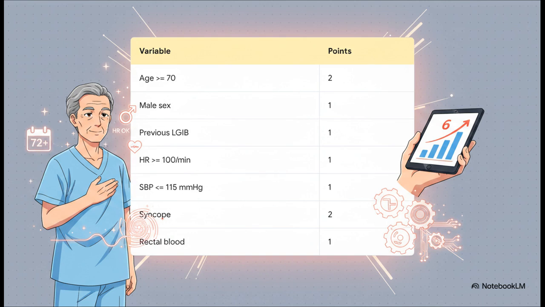This is where we build our risk assessment using the Oakland score. This tool uses really standard variables like age, sex, vitals, and history to give us a hard, objective number. For example, let's say you're evaluating a 72-year-old guy. That's 2 points for age, 1 for male sex. He actually has a history of a previous lower GI bleed, so we add 1 more point. His heart rate is okay, but he passed out, had syncope earlier in the day, which adds another 2 points. Just from chatting with him and glancing at his chart, we're already at a score of 6.